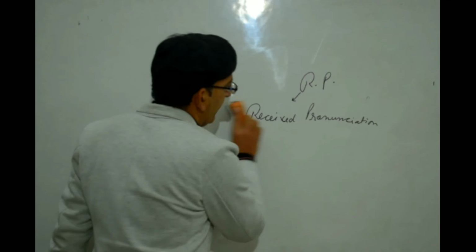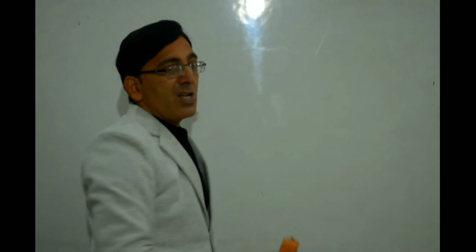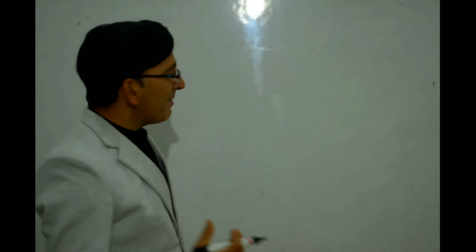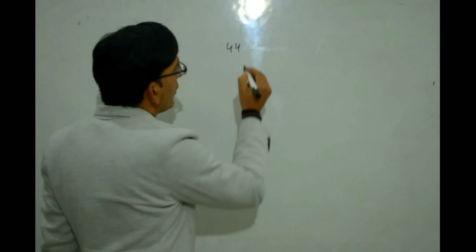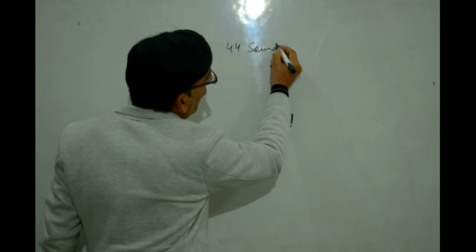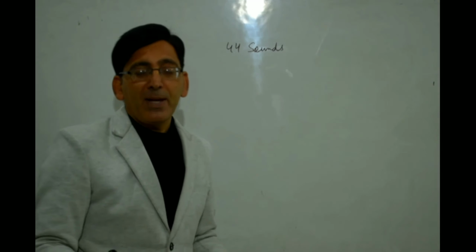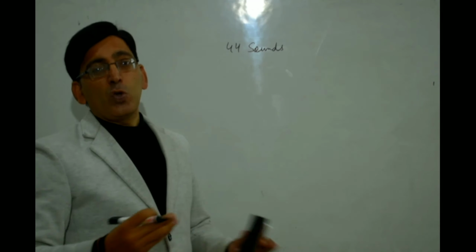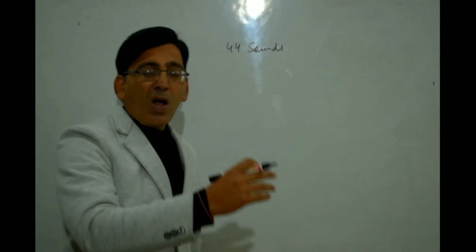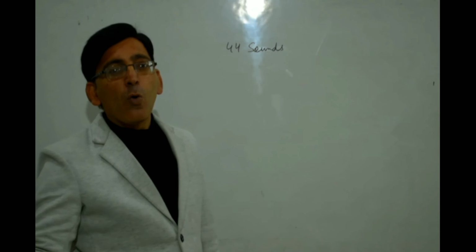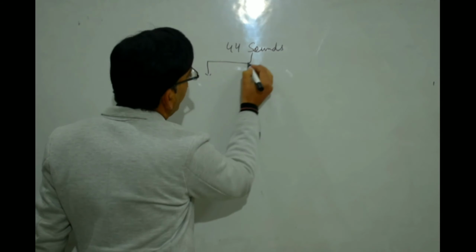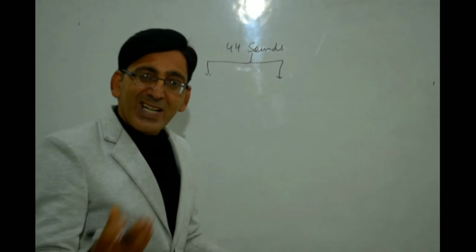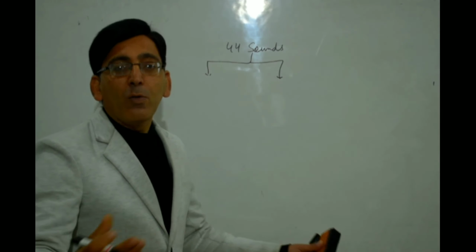Now in RP, there are 44 sounds. As in the English alphabet there are 26 letters, similarly in phonetics, in RP, there are 44 sounds. As in the alphabet, letters are divided into two categories, consonant letters and vowel letters, similarly these 44 sounds are divided into two categories. One is called consonant sounds and the second is called vowel sounds.